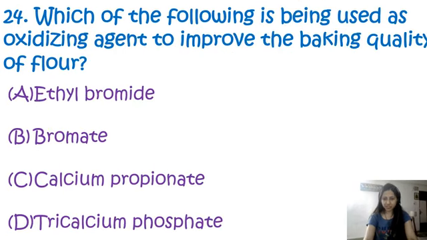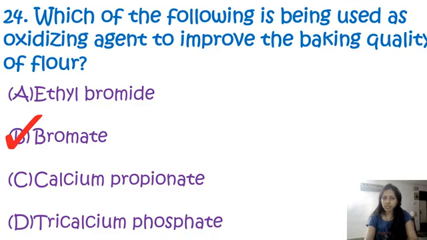Next, question number 24. Which of the following is being used as an oxidizing agent to improve the baking quality of flours? Options are ethyl bromide, bromate, calcium propionate or calcium phosphate. So correct option is B, that is bromate. It can be potassium bromate or sodium bromate.